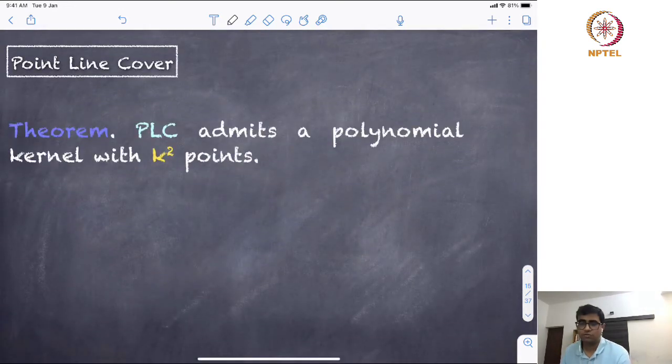So in that language, what did we prove? PLC admits a polynomial kernel with k squared points. I am not saying k squared bits because each point could require a certain amount of representation based on how precisely we are representing it. So let's not get into those. All we have been able to do is that Point Line Cover admits a polynomial kernel with k squared points.